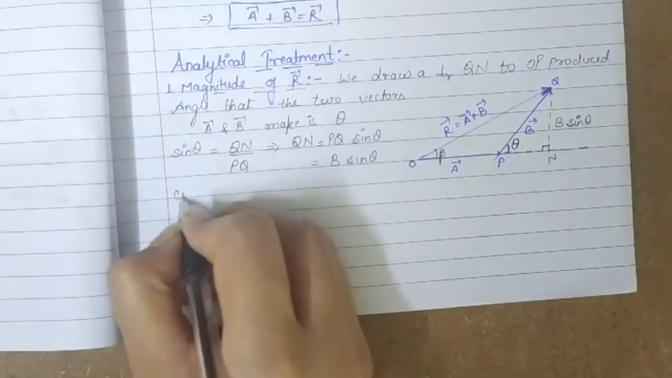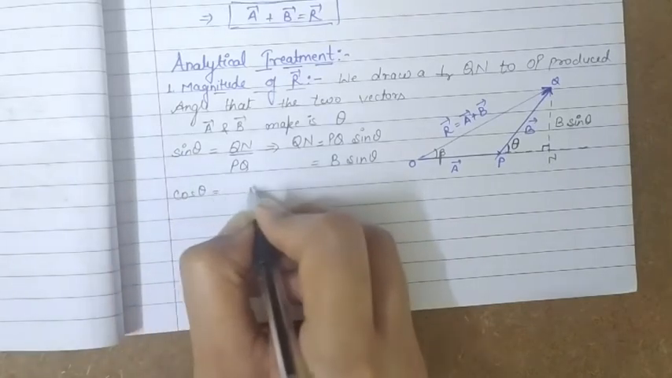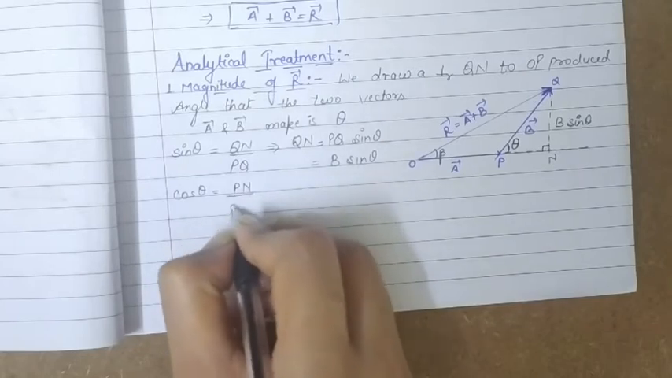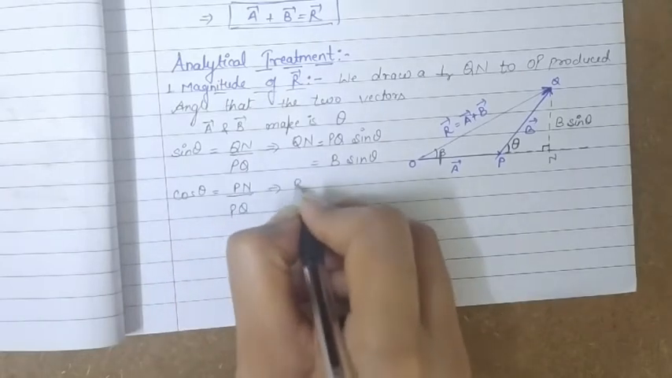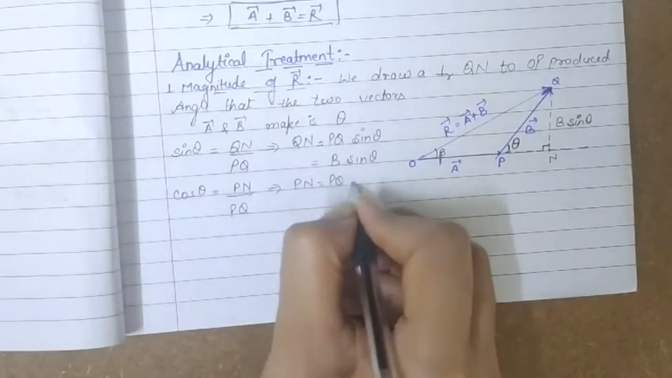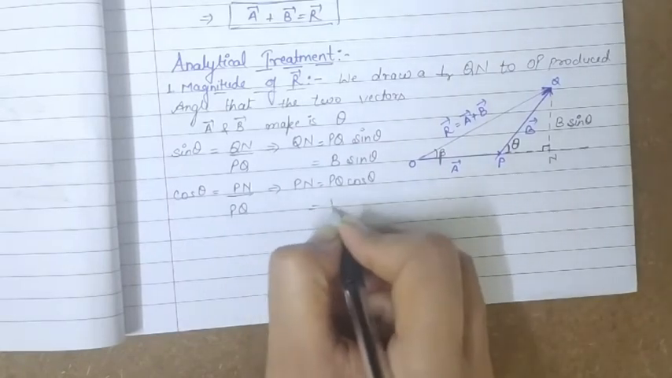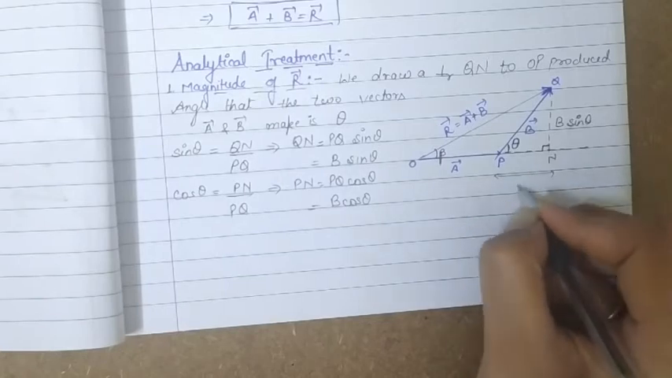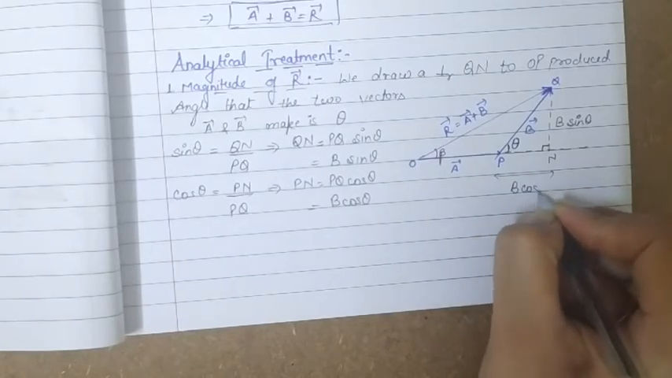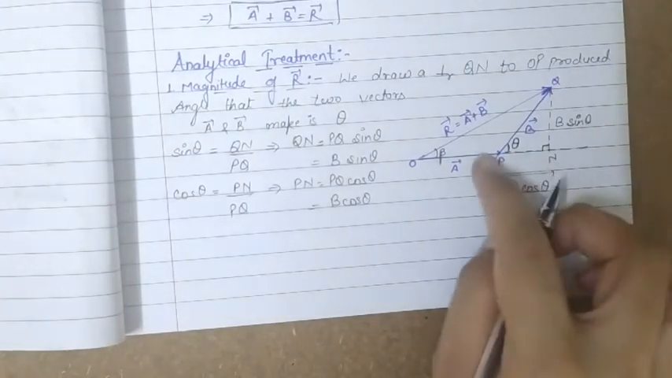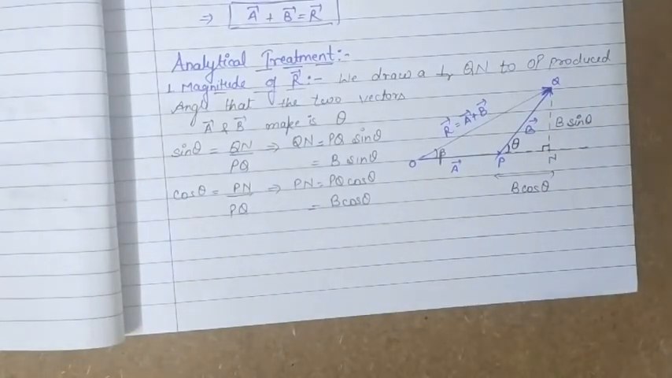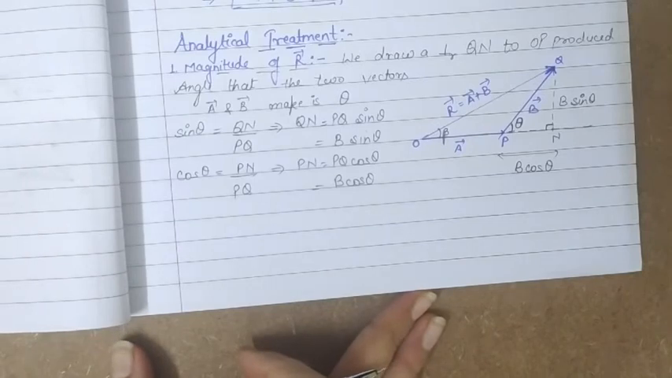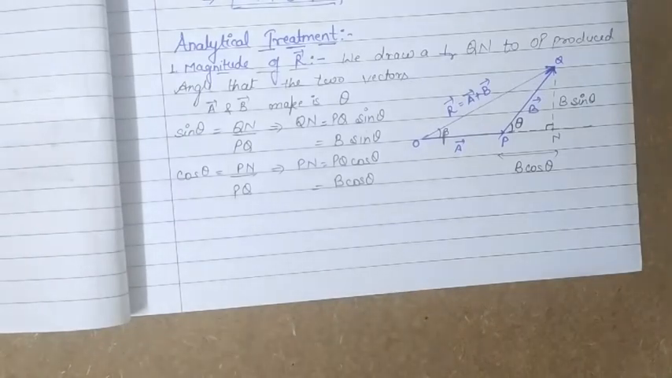Now from the same triangle, cos theta is equal to base upon hypotenuse, that means PN upon PQ, which implies PN is equal to PQ cos theta, or we can write it as B cos theta. That means this side PN is B cos theta. So now we know the perpendicular and the base of this triangle. Now we have to apply Pythagoras theorem to find the magnitude of this resultant R.